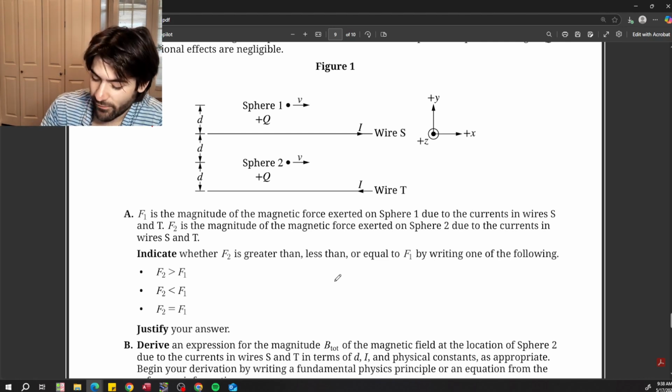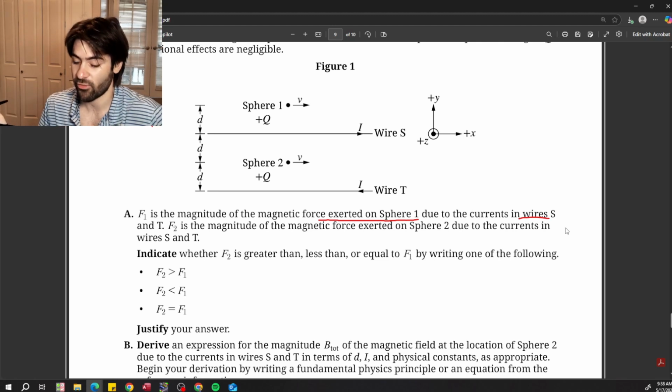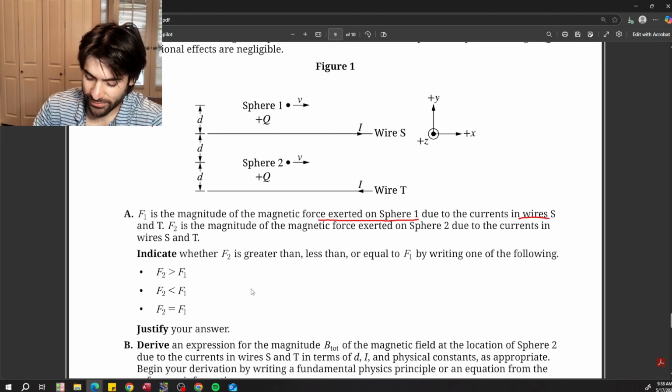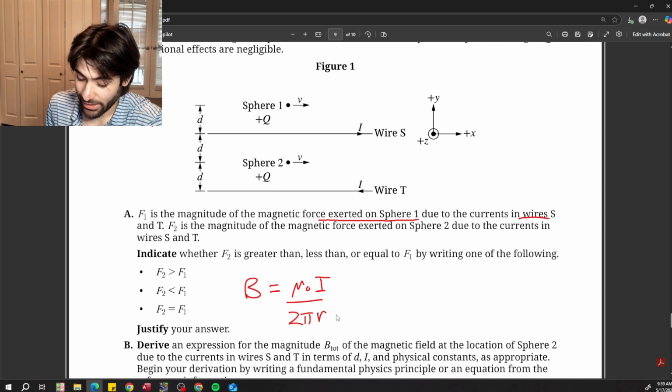Well, notice that they say force exerted on sphere 1 due to the currents in the wires, only the wires. So we have to use the formula for the magnetic force from the wires. So if you remember, the magnetic field for a wire is μ0 I over 2π r. That's for any wire with current going through it. And then how do we actually find the force?